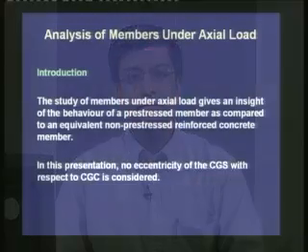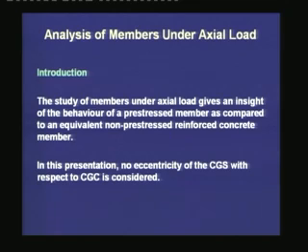The study of members under axial loads gives an insight into the behavior of a prestressed member as compared to an equivalent non-prestressed reinforced concrete member. Now, why at all are we studying members under axial load if such members are not common? The reason is that there are some basic differences between a reinforced concrete member and a prestressed concrete member, which is easy to understand if we study the axially loaded members first. And this gives an insight into the effect of prestressing on the behavior of reinforced concrete members.